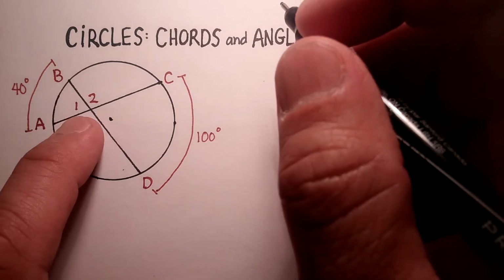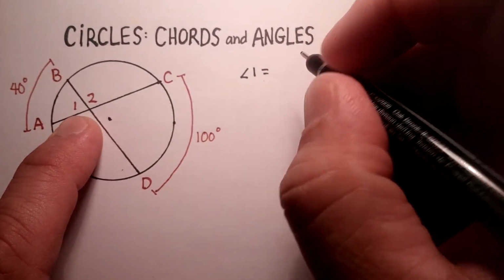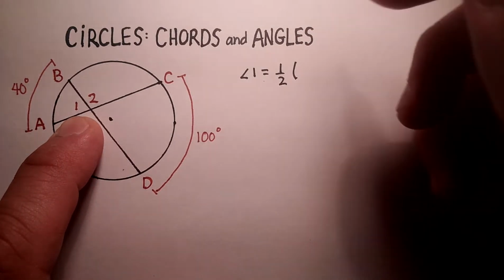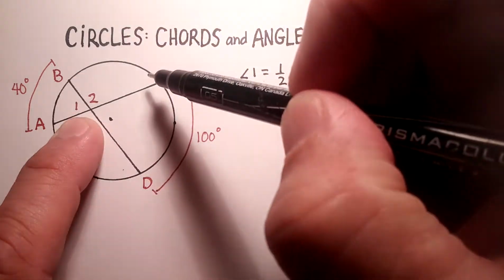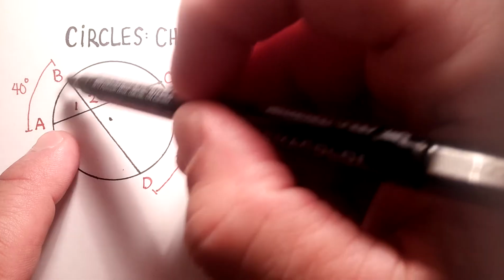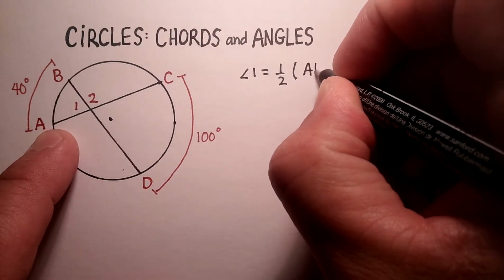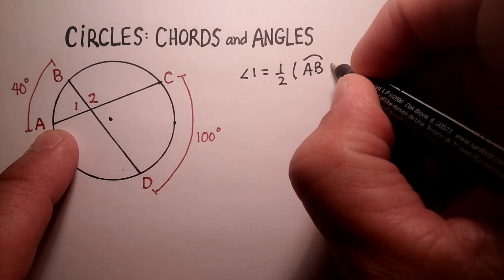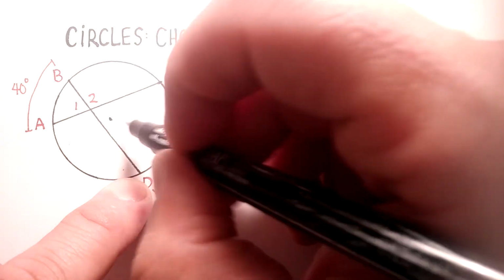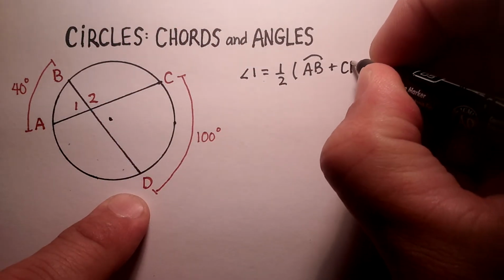So angle 1 will be equal to 1/2 the sum of the measure of the intercepted arcs. Okay, so here's angle 1. So immediately go out to its intercepted arc, and the intercepted arc is AB. And remember how you draw that. Plus the sum of the intercepted arc of the opposite, or the vertical angle, which is CD. Okay?